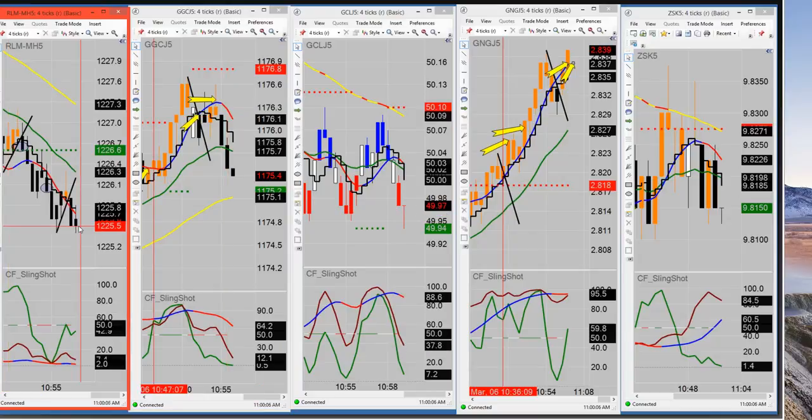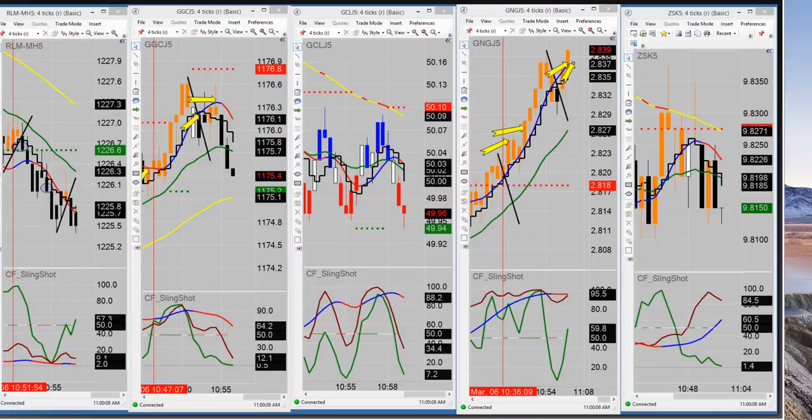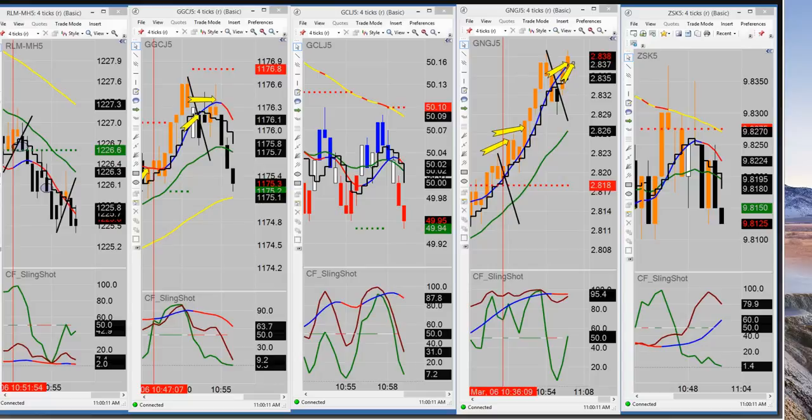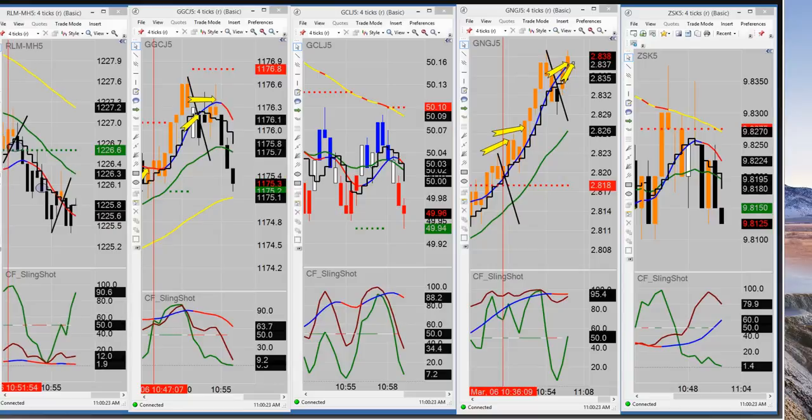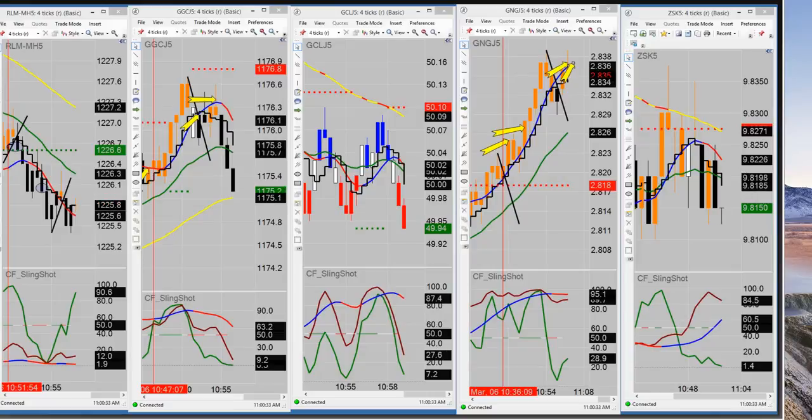This down close over here on the Russell would be a short trade, 25.5. Okay, that's a momentum short trade over there on the Russell at 25.5. So as soon as you get any profit into the trade, you should move your stop to break even. Okay. There's just not a lot of trading happening today.